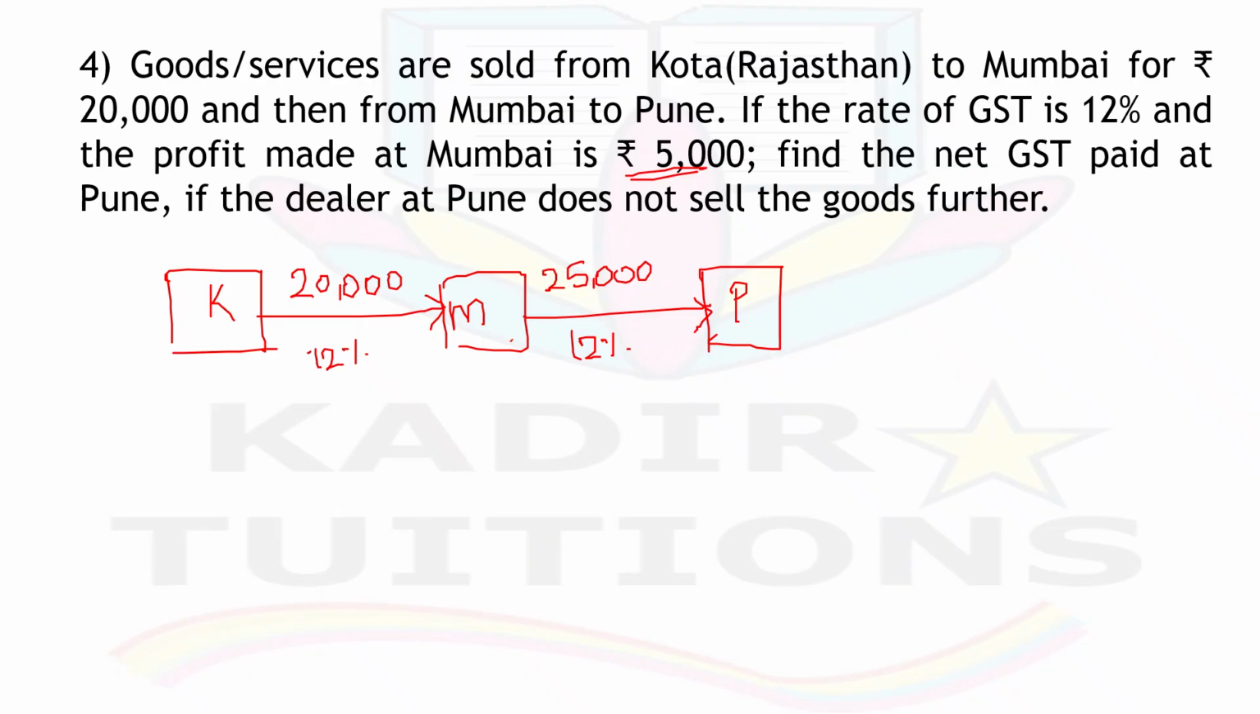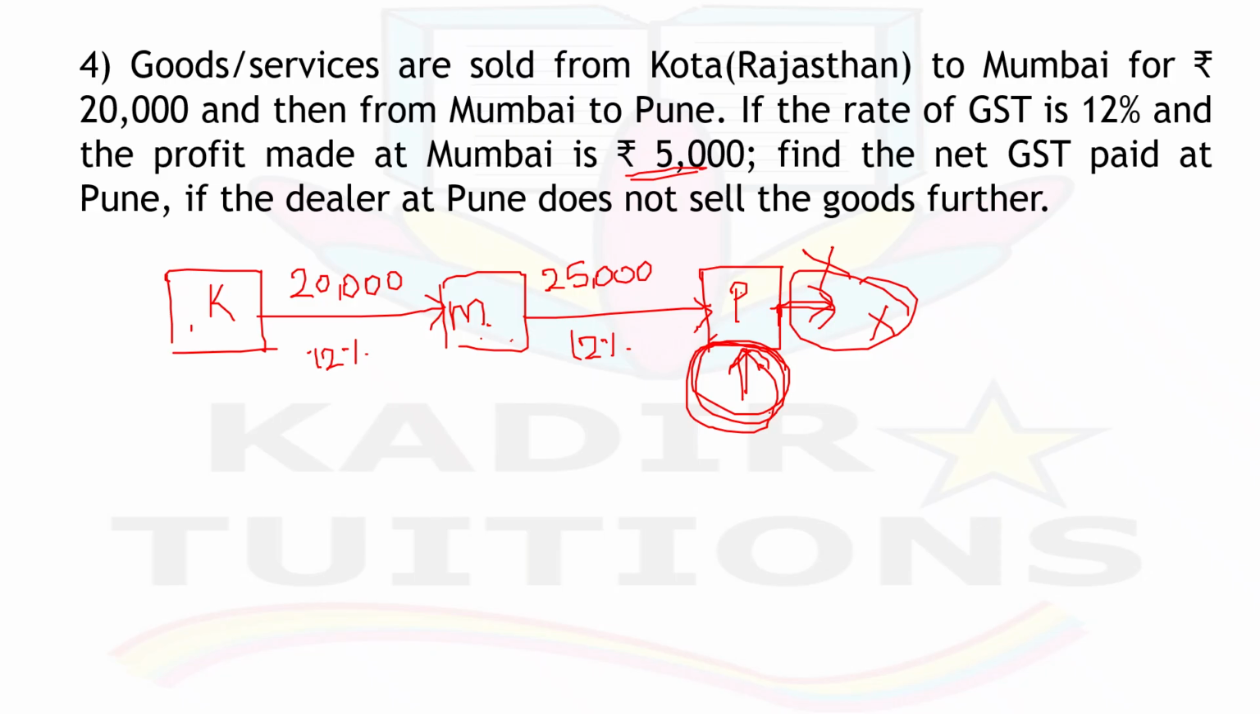Here, what is the question here? Net GST paid at Pune. So now this person has paid some GST, right? What is the net GST he has paid? Whereas he is not going to sell his goods further. Okay, here the chain got stopped. That means Kota person gave to Mumbai person, gave to Pune person, who is not going to give these goods or services to anybody. So the chain got stopped over here. We need to find what is the amount of GST that has been paid by the Pune person, the net GST.